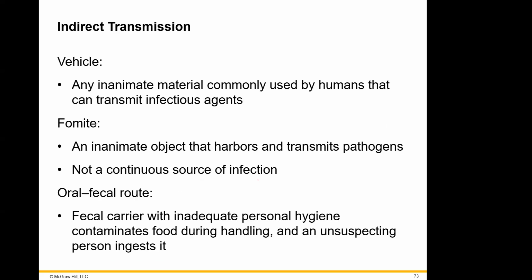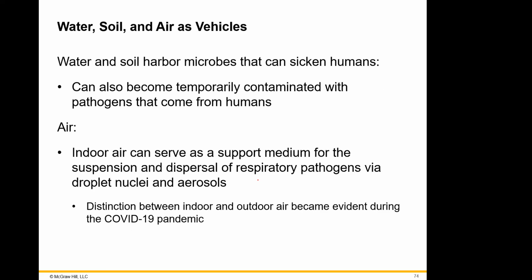All right, so we already mentioned vehicles. We're going to transmit with something else, not direct transmission. A fomite is not a continuous source of infection. That's the specifier here. It wasn't, and it will not be after it gets cleaned, right? Oral fecal route, we kind of know about this. You need to wash your hands when you go to the bathroom. It's really where most of this comes from. Or drinking water that's contaminated, I suppose.